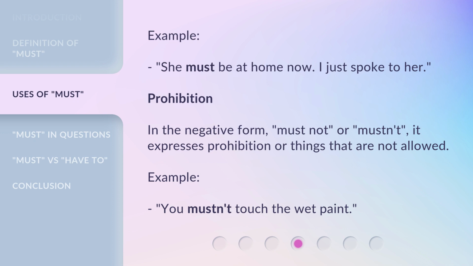Prohibition. In the negative form, must not, or mustn't, it expresses prohibition or things that are not allowed. Example: You mustn't touch the wet paint.